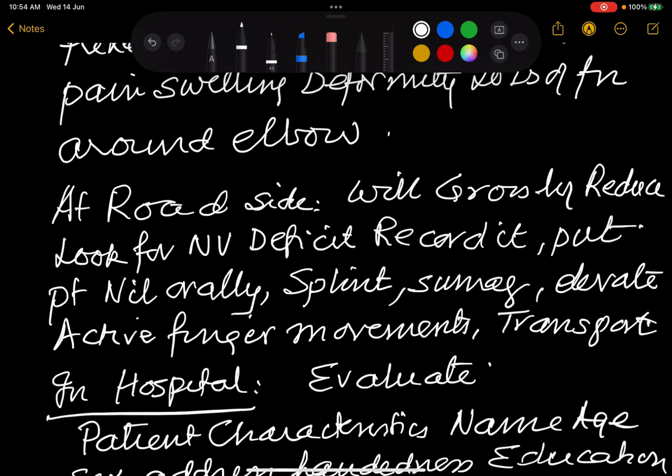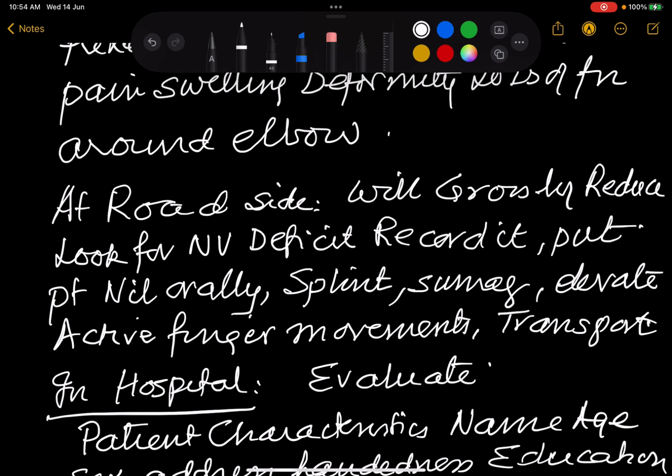At the roadside, you are expected to grossly reduce the fracture, look for neurovascular deficit, record it, put the patient's limb in a splint, apply ice if there is swelling, elevate the limb, promote active finger movements, and then transport the patient to the hospital with full information.